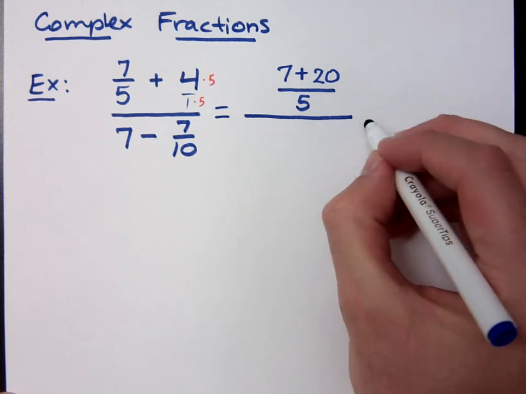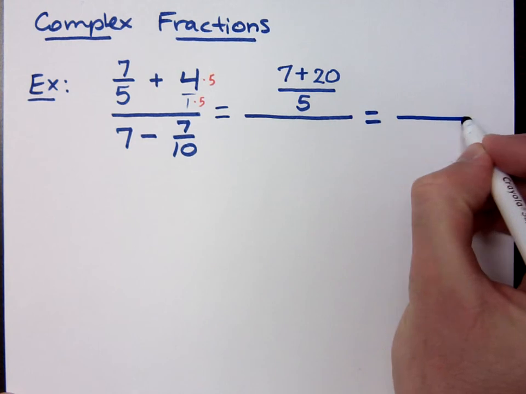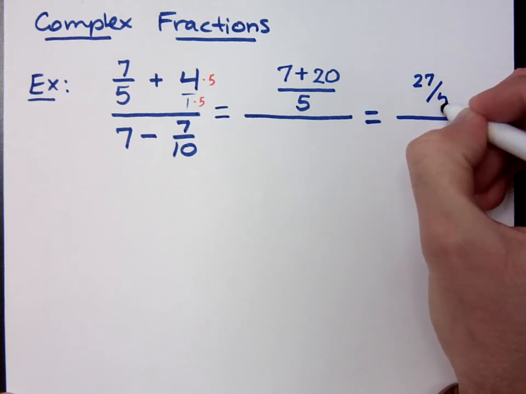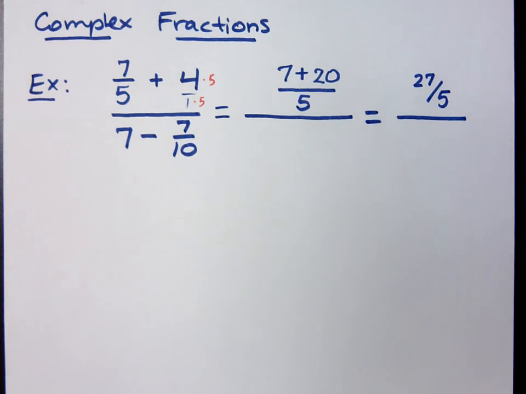And I'm going to go ahead and just continue this guy over here. And so altogether I would have 27 over 5. Is everybody with me so far? I'm just looking at the top half of this problem. Okay. Now let's go on to the second half, to the bottom here.